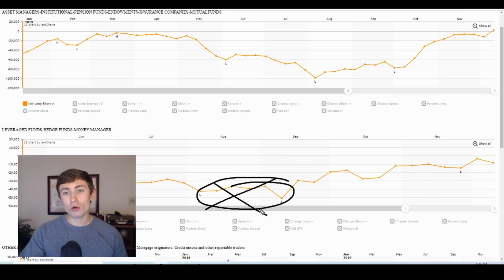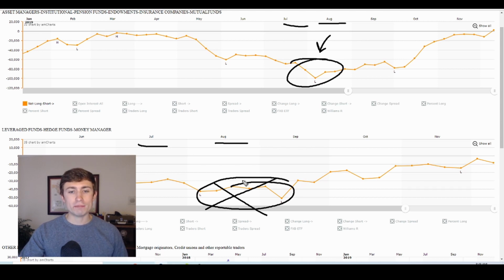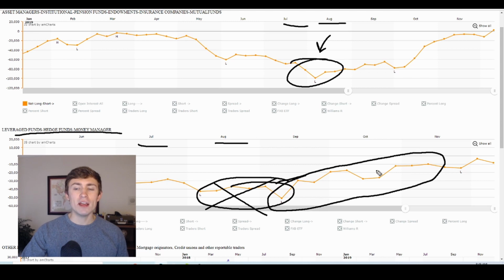So they weren't as early into the trade as maybe the asset managers were right around that same time, July, August, right? During July and August here, you can see that we weren't necessarily super long in the hedge funds and money managers area, the leveraged funds. But then we started to see them tag along and start riding the trend. So they did still get in early. They're still riding this trend.